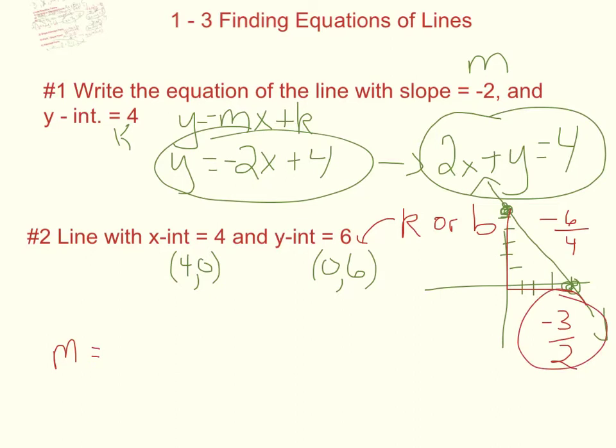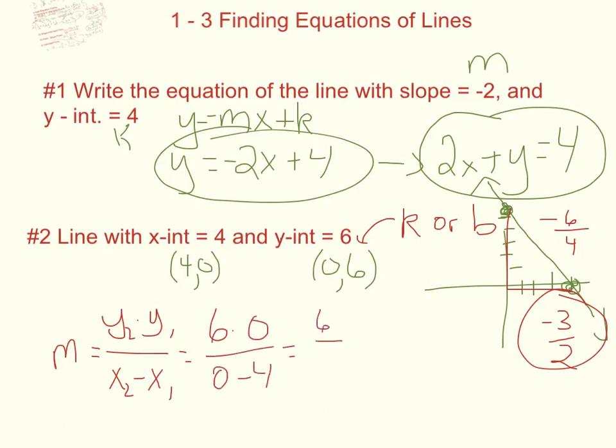That's actually your slope. Or you can do it algebraically, which is what I recommend, and that's to do y sub 2 minus y sub 1 over x sub 2 minus x sub 1. That'd be 6 minus 0 over 0 minus 4. That's 6 over negative 4, which is negative 3 halves. And now you can write the equation of your line.